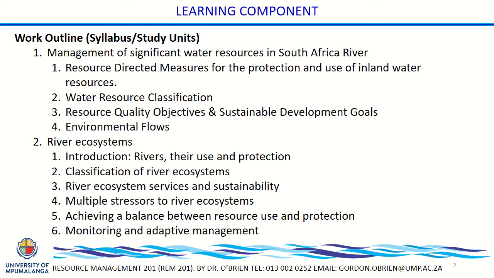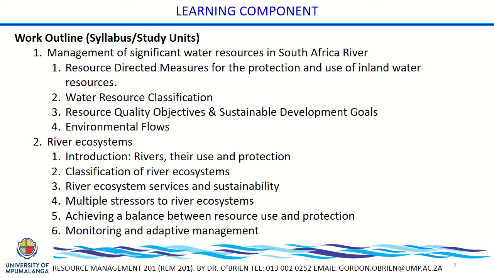Then we're going to talk about classification. Now this is not classification of the type of ecosystem. This is the classification of ecosystems for high use or classification of ecosystems for high protection. So if we decide that one part of the resource we're going to use, we can also decide that another part of the resource we're going to protect. Environmental flows, resource quality objectives, and sustainable development goals, those are all targets that we use to get this balance between the use and protection. And we looked at the SDGs yesterday.